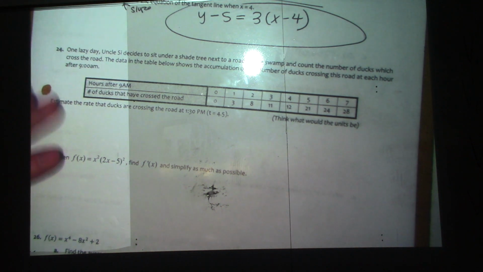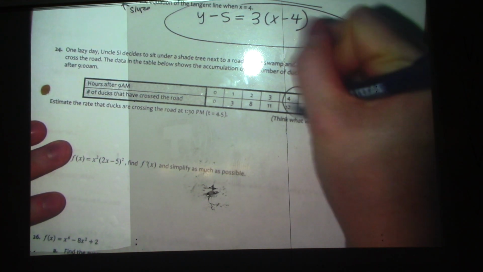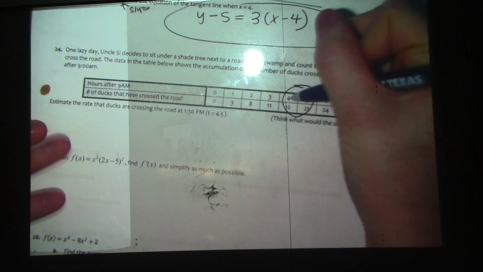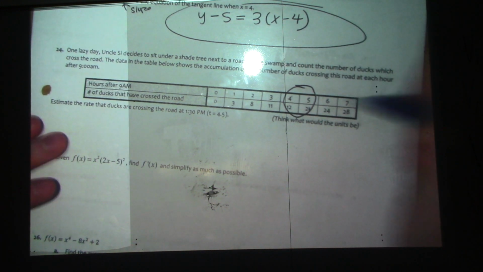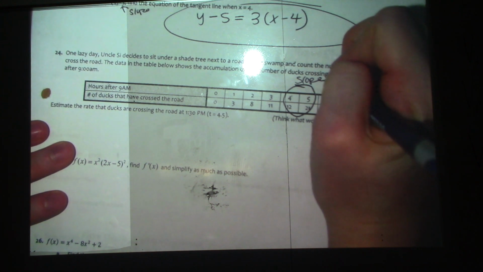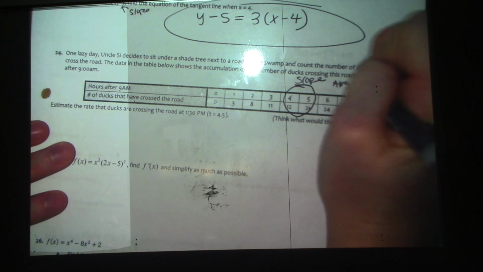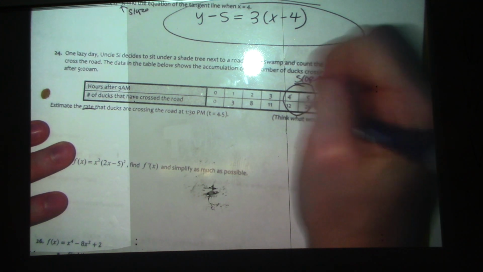We've got hours, and we've got the number of ducks that have crossed the road, and we want the rate that they're crossing the road at 1:30, which is t equals 4.5. So I want to know what rate they are crossing. Let's think about it: in this 1 hour, we just had 9 ducks cross. You can also think of it as your average rate of change, or your slope. So I'll put average rate of change because we are looking for a rate, and I can't find the instantaneous rate because I only have the points.